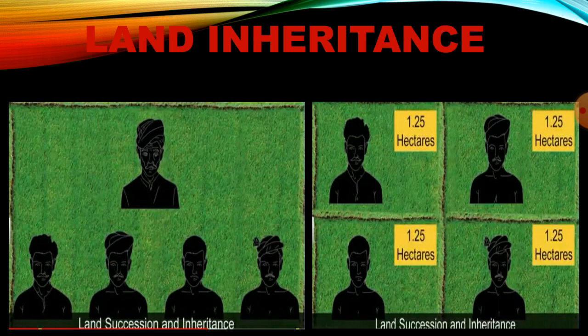Now we will learn about land inheritance. Inheritance means passing from the father to his sons. I have taken an example of one farmer who has 4 sons and they all are farmers. If he has 5 hectares of land, how is it going to be divided? The division is among the 4, so 1.25 hectares will go to each son.